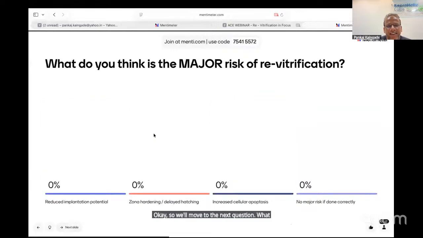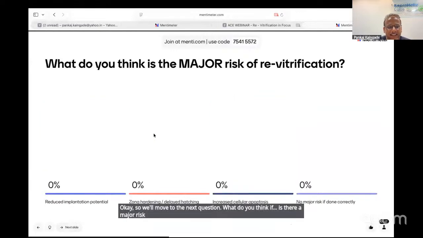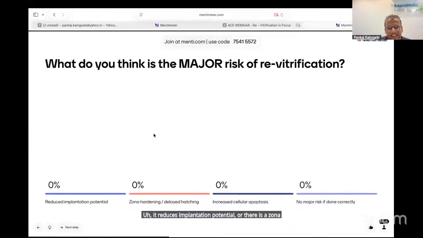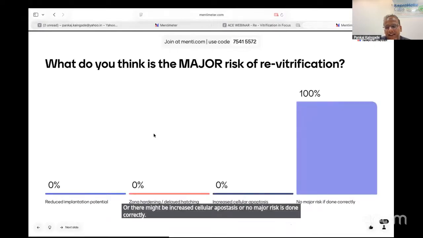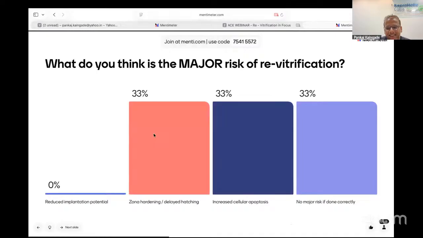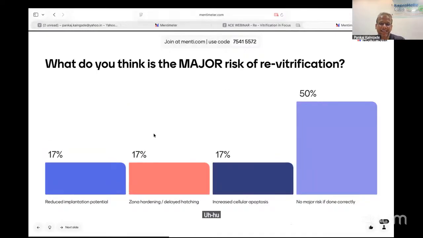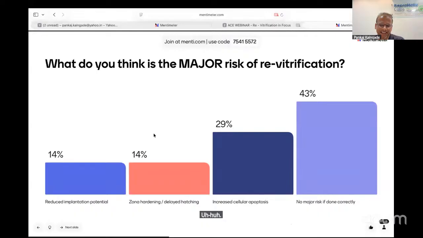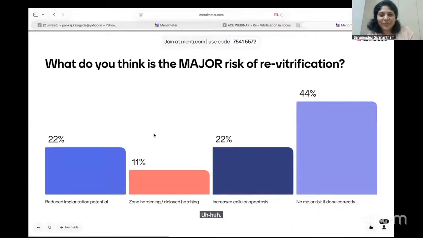What do you think, is there a major risk of revitrification? It reduces implantation potential, or there is zona hardening or delayed hatching, or there might be increased cellular apoptosis, or no major risk if done correctly. That's nice. Many people are saying no major risk if it is done correctly.